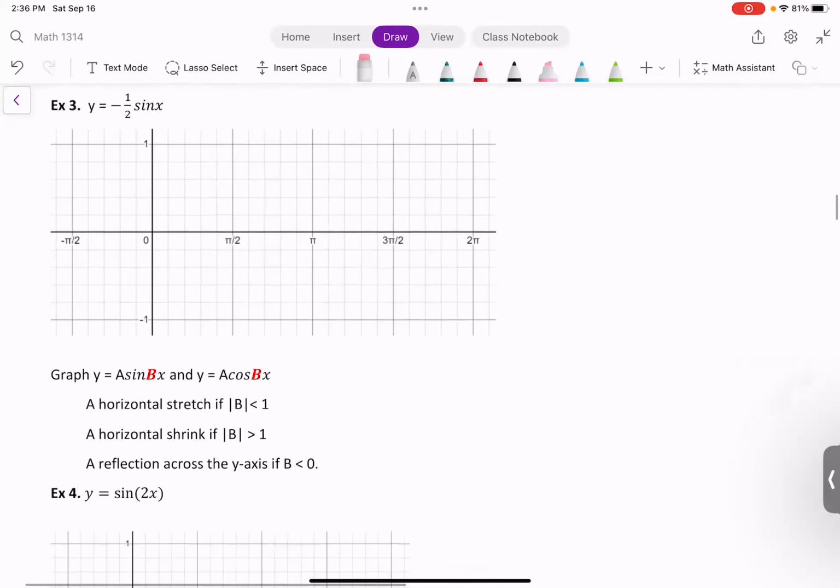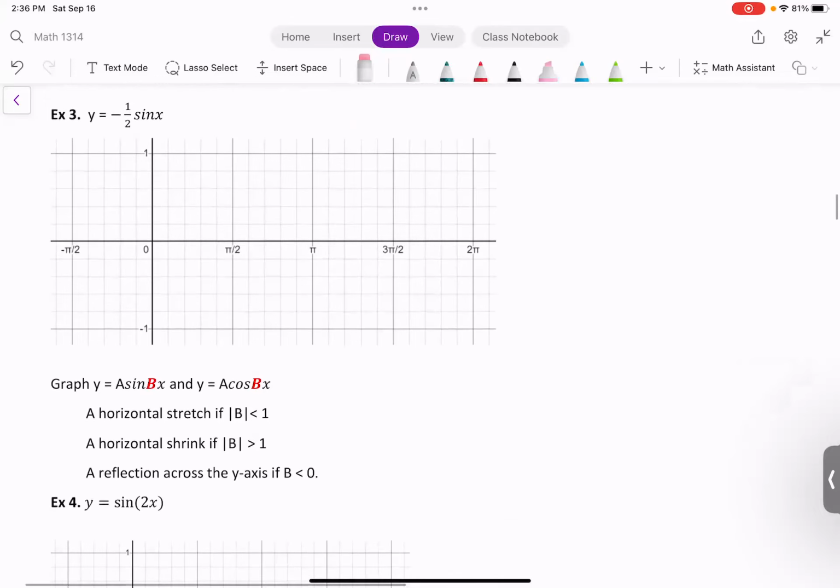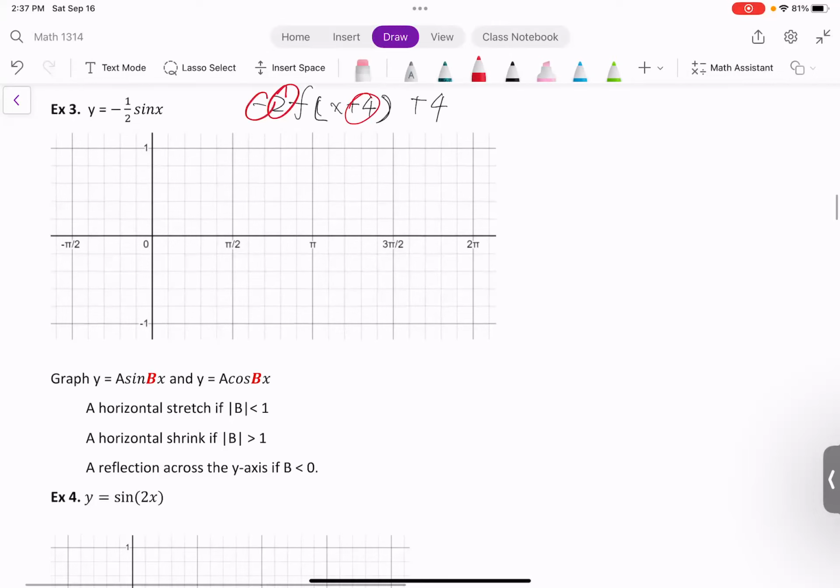If I have y equals -1/2 sine x, we have two transformations. We're not only having the vertical stretching or compressing, we still have a reflection along the x-axis. So which one goes first? We have learned in college algebra, if I have this one, for example, I will start from inside of the parentheses. So I will do this one first, and then move outside. So these are the order.